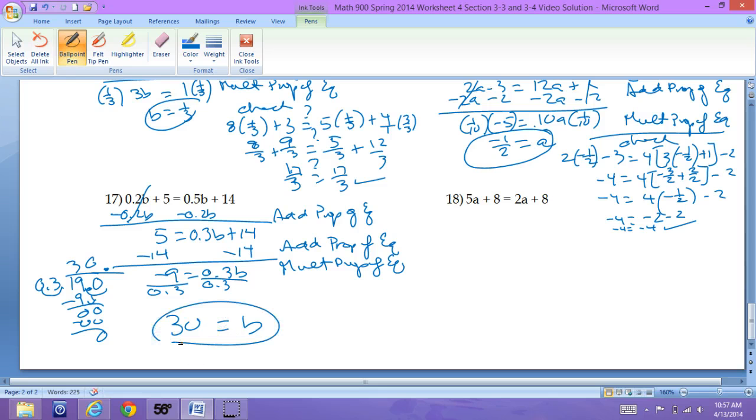30 equals B. And if you're not good with decimals, you need to practice, because some of you are going to give me 0.3, some of you are going to give me 3.0, some of you might give me 30, some of you might give me 300, depending on which way you're going with the decimals. So how do we check this?